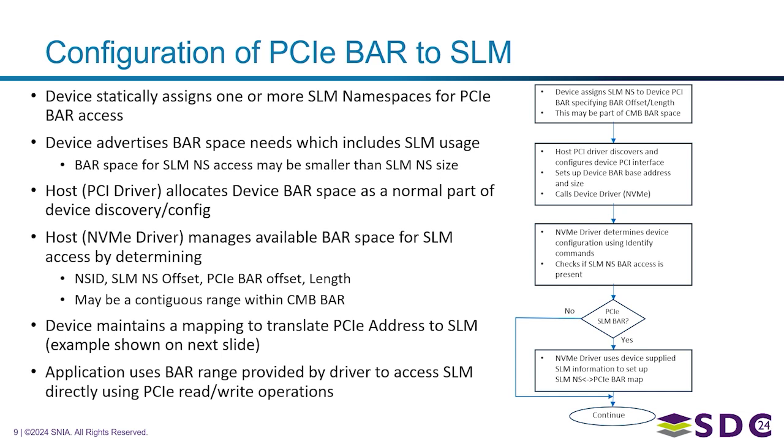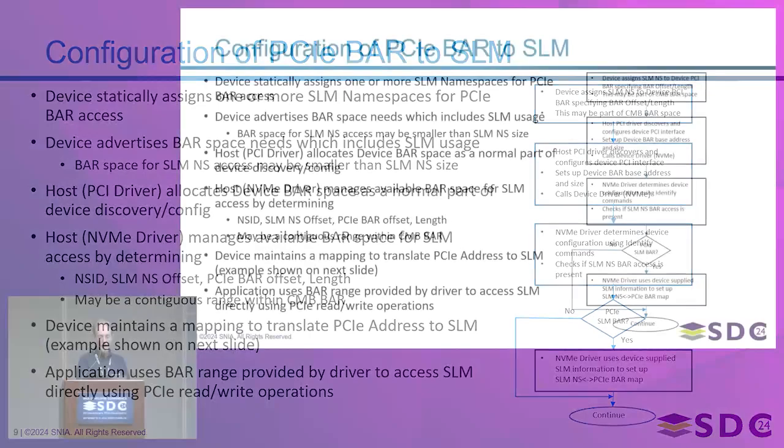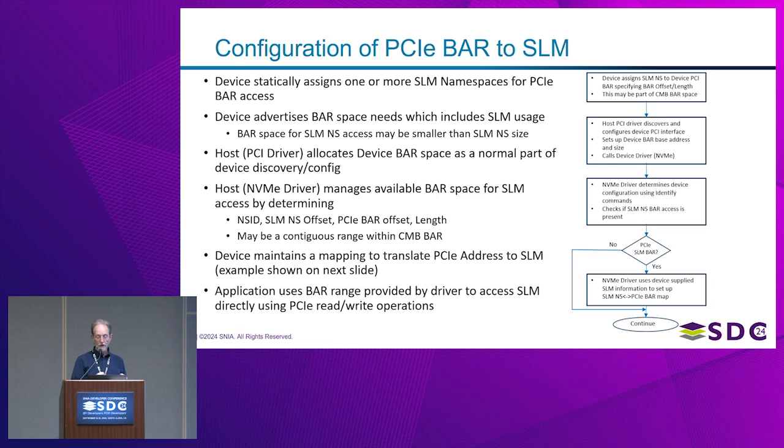So the NVMe driver manages the available bar space for SLM access by determining a namespace ID, the SLM namespace offset, the PCIe bar offset, and a length. Actually, these slides didn't get updated since we decided to not require that this be associated with CMB. It is a contiguous range, just like in the previous slide. It is a contiguous space in your bar space. Okay, and on the next slide you'll see it a little bit more.